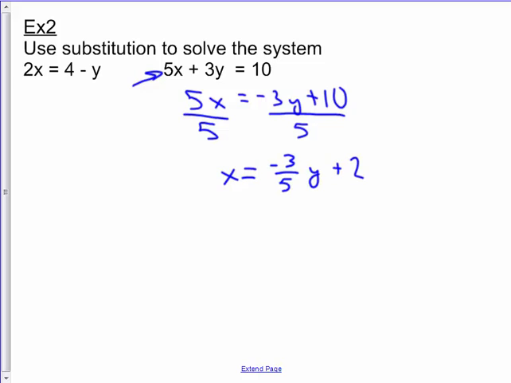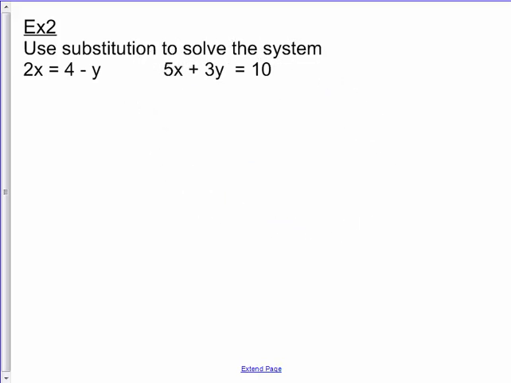Now, that's not something that's going to be easy to plug into the other equation. Again, you could do it. It works. But with fractions, now all of a sudden I'm going to have to do a lot more extra work here. So we want to try to be efficient. If I look, the easiest variable to solve for in this one would be y.